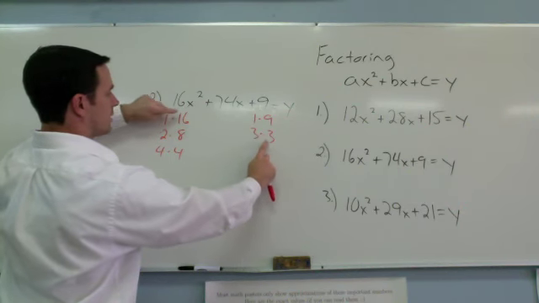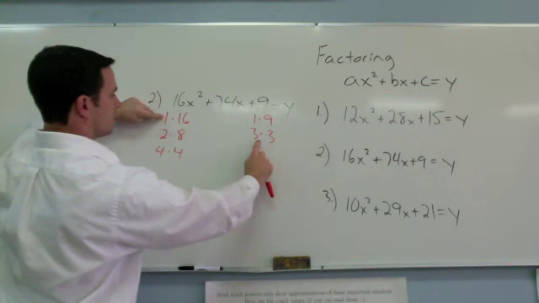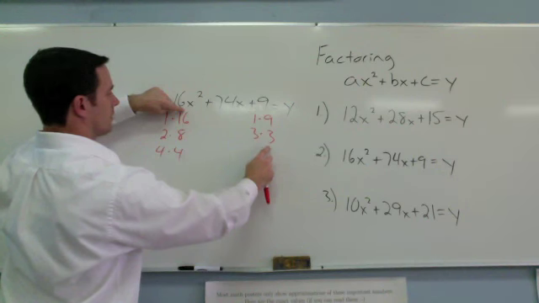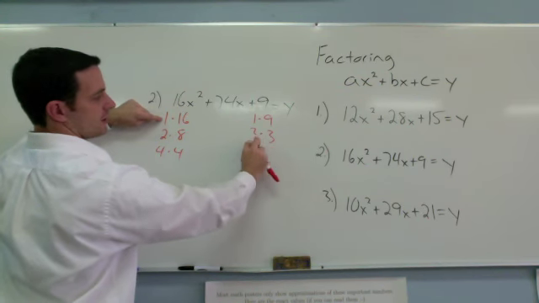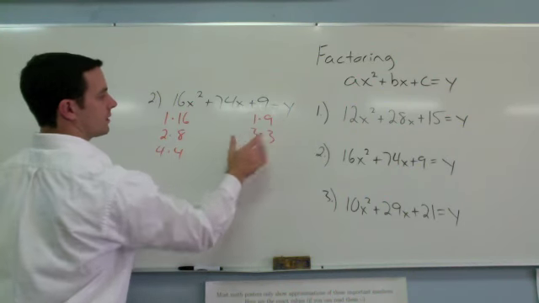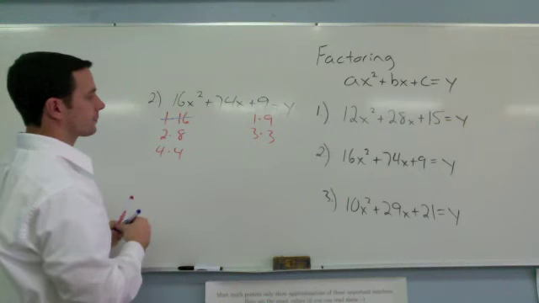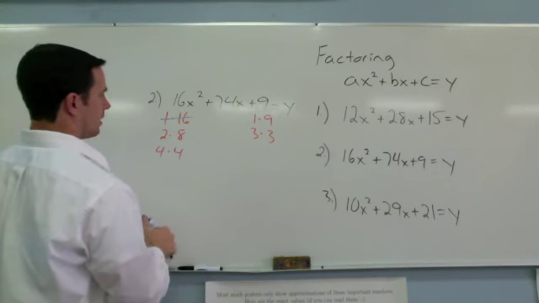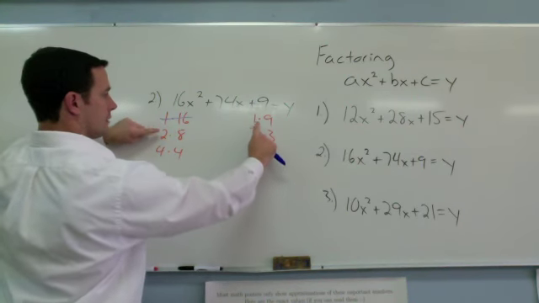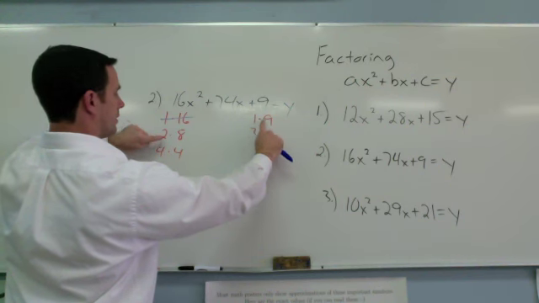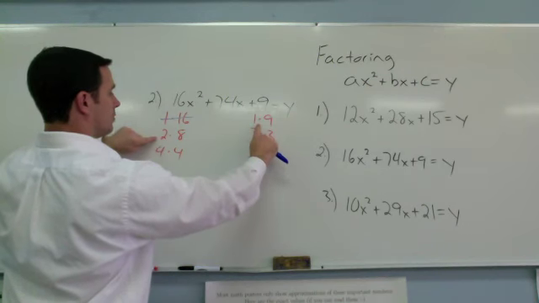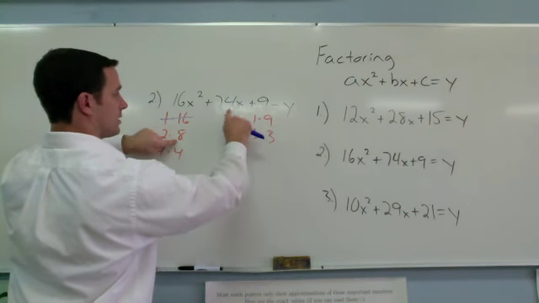1 times 3, 16 times 3. This is 3 and 48. Doesn't give me 74. No point in reversing them because these are the same two numbers. Therefore, this group doesn't work with either of these. Cross it out. Now, let's compare the 2 and the 8 with these. This would give me 2 and 72. That does work. 2 plus 72 gives me 74.